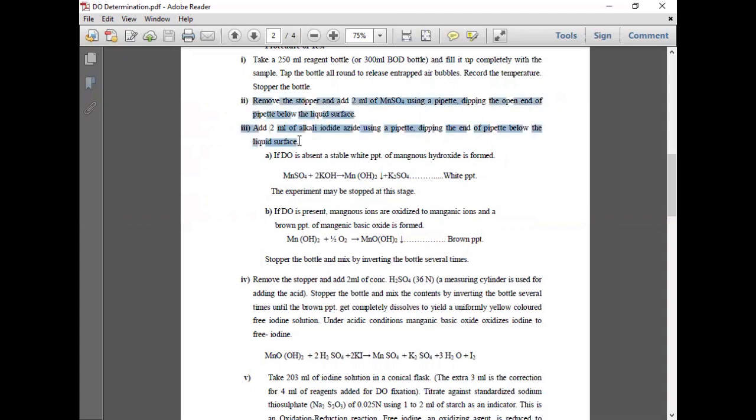If you have fixed the DO at the site, which is recommended, there is no need of repeating this process in the laboratory, right? It is only to be done once. If you have fixed the DO at the site, I'm repeating again, there is no need of doing DO fixation in the laboratory. If you haven't done it at the site, then DO fixation will be the first step that we are going to do in the laboratory.